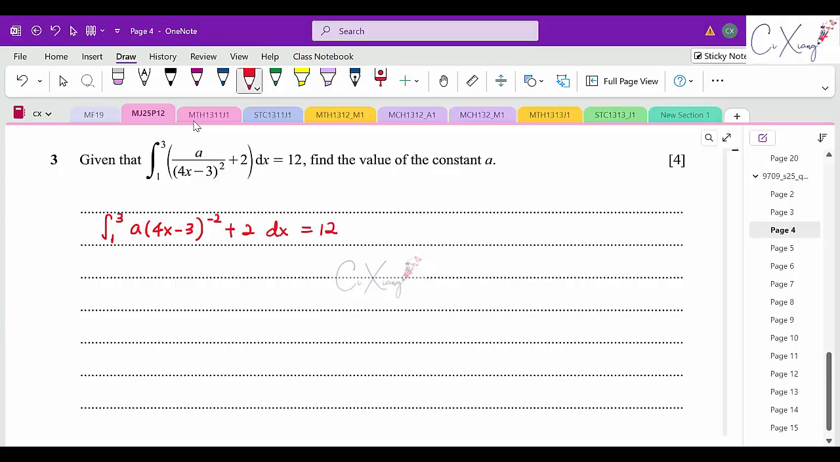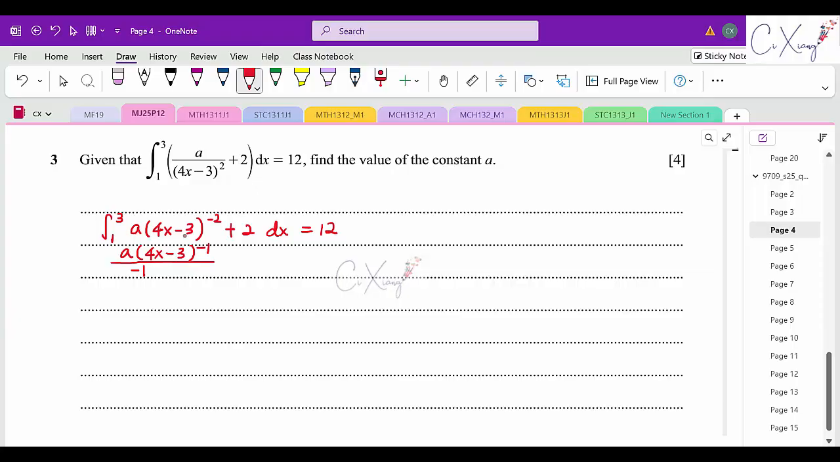Okay, so let's try to integrate the term. I have a, which is a constant, so I just copy it. I focus on the integration of this bracket with a power of negative 2. When you have this pattern with a power of negative 2, for the integration you need to take the power plus 1. So negative 2 plus 1 becomes negative 1, and you need to divide by the new power.